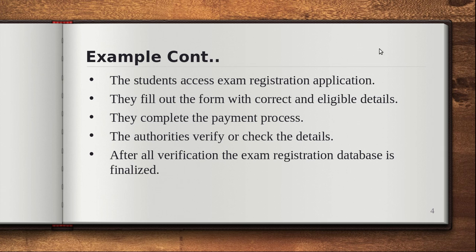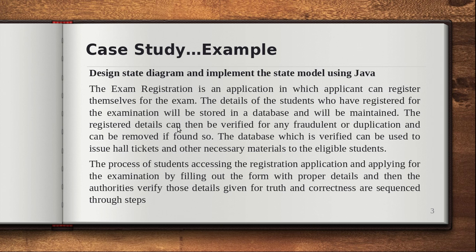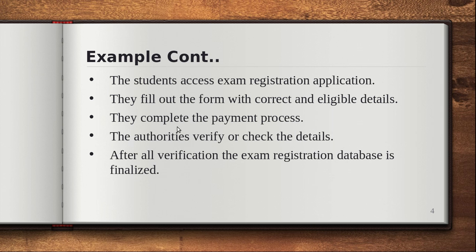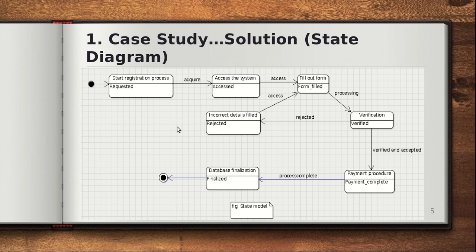The first is that the student accesses the exam registration application. Second, they fill out the form with correct and eligible details. Third, they complete the payment process. Fourth, the authorities verify or check the details. And last, after all verification, the exam registration database is finalized. So this is the case study of exam form registration, and these are the steps that the user, or the student, follows.